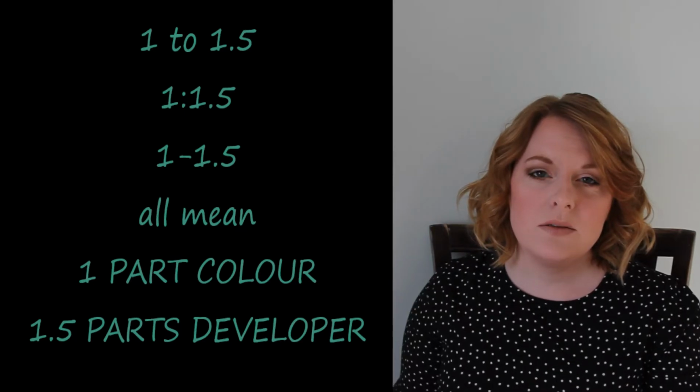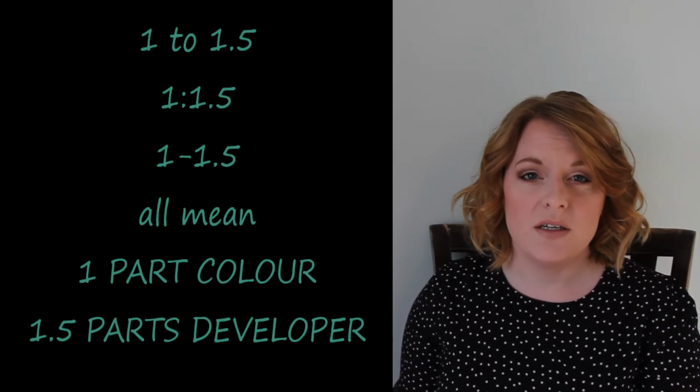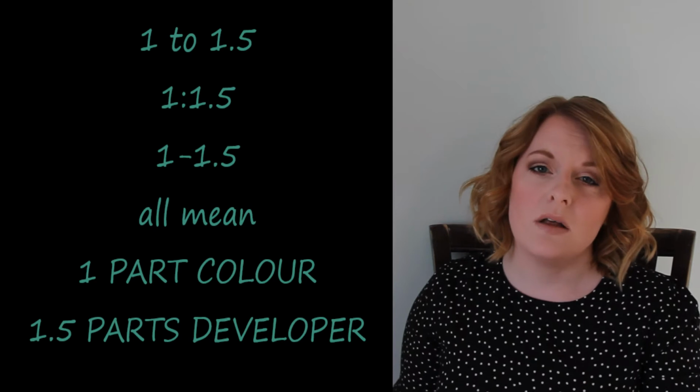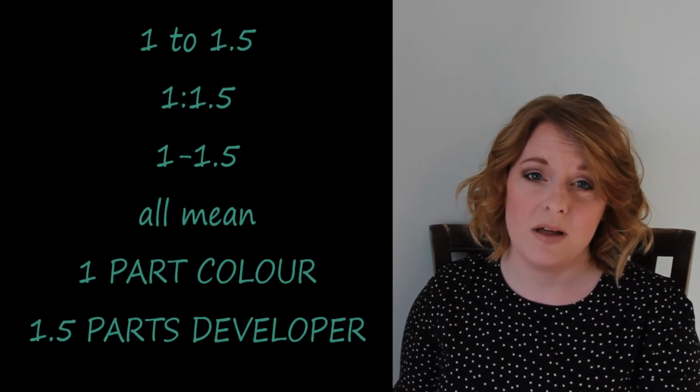Sometimes you might come across 1 to 1.5. I haven't come across it in Wella, but I do use that ratio when I'm mixing up my lightener or my bleach. So 1 to 1.5 is 1 part colour to 1.5 parts developer. The amount of colour that you've got, you would times that by 1.5, and that will give you the amount of developer you need to put with it.